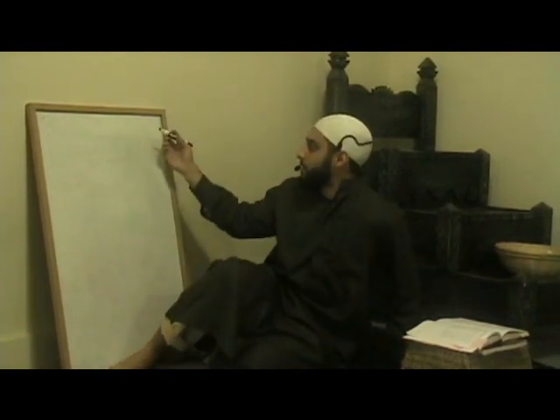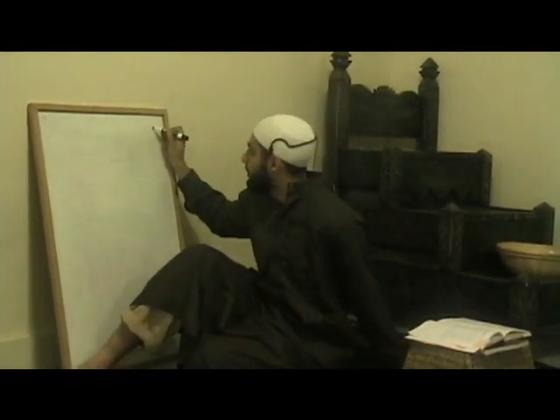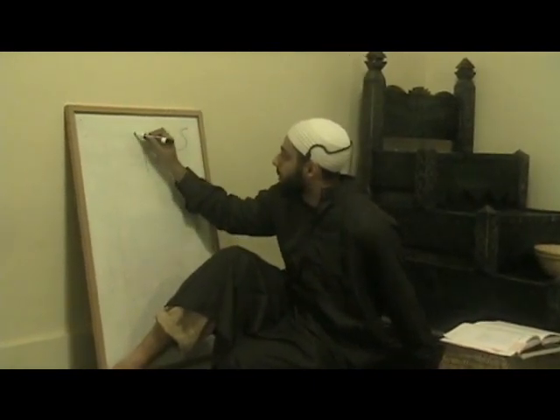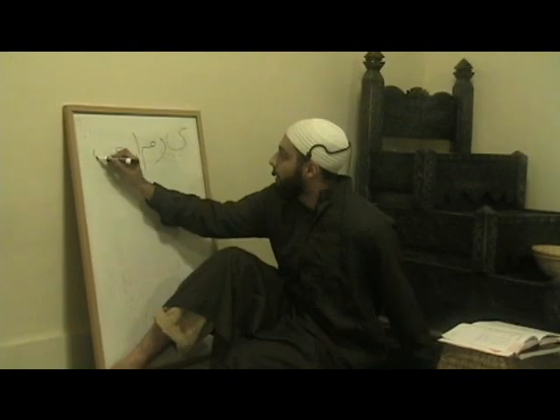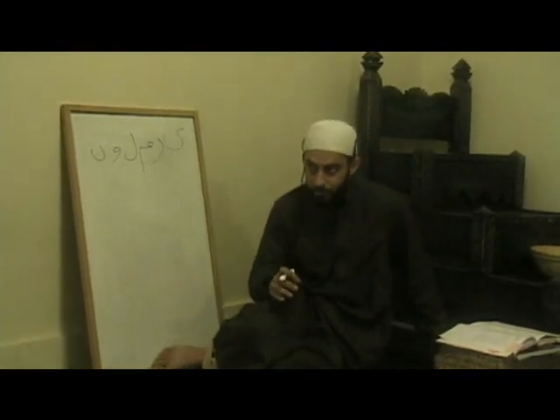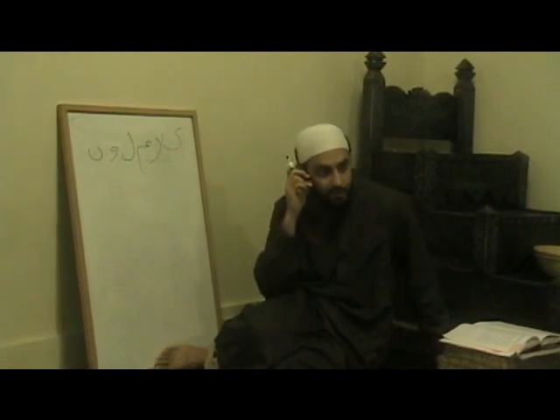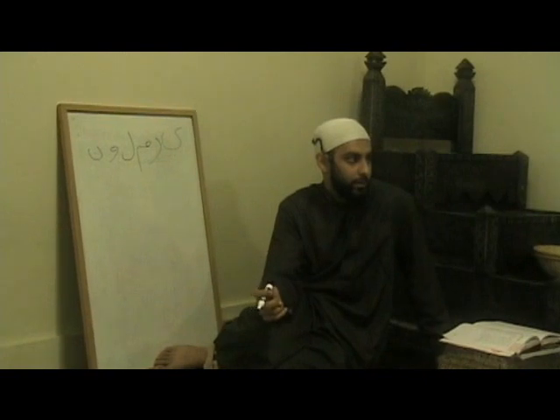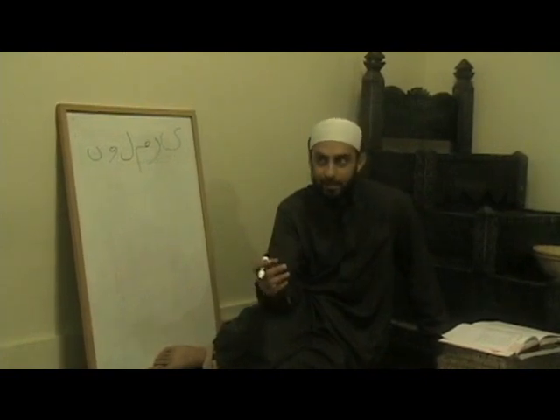So the word is yarmalun. The letters are ya, ra, mim, lam, waw, and nun. Okay? So yarmalun. So we said then for idgham there were two types. Right? There were two types.